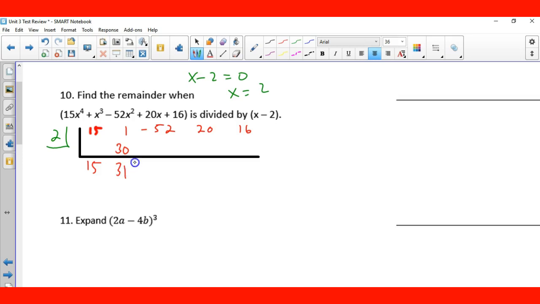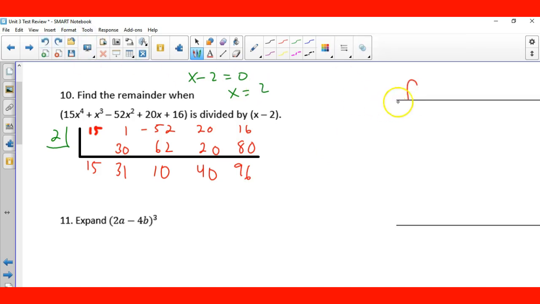And then we have 31 times 2, well, that's 62. So you have negative 52 plus 62, that's going to be 10. Then you have 10 times 2, that's 20, and 20 plus 20 is 40. And then you have 40 times 2, and that's 80. And 16 plus 80 is going to be 96. So the remainder here, not f of x, but f of 2 equals 96. That's our remainder, guys. You know this is the remainder because there's nothing else to pull down right here.